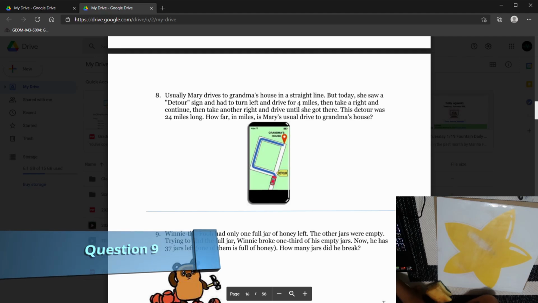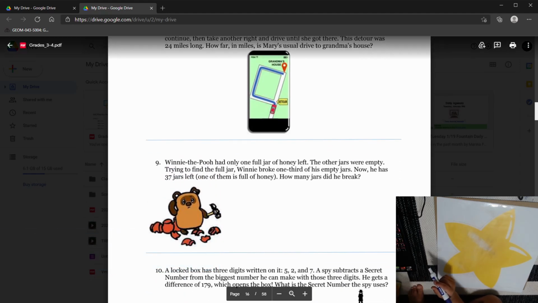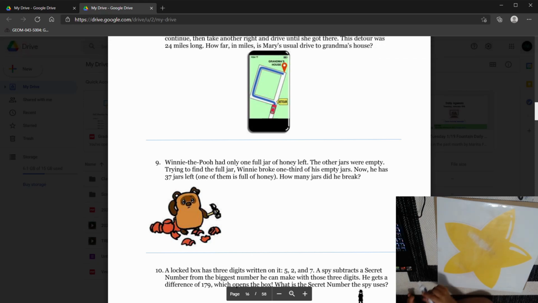Okay, moving on to number 9. Winnie the Pooh had only 1 full jar of honey left. All the other jars were empty. Trying to find the full jar, Winnie broke 1/3 of his empty jars. Now he has 37 jars left. One of them is full of honey. How many jars did he break?